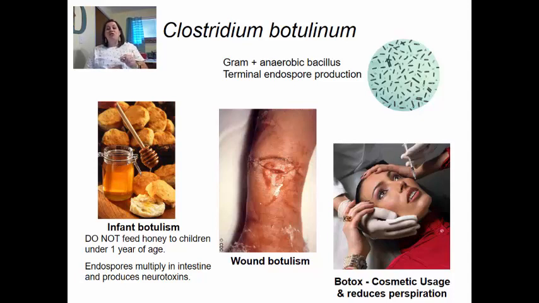Now, what we're only injecting is the toxin, and we're doing it in very low amounts, and so it will eventually wear off, and this is why Botox treatments have to continue. We are not actually injecting the bacteria into the patient.